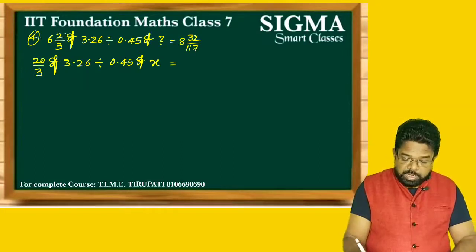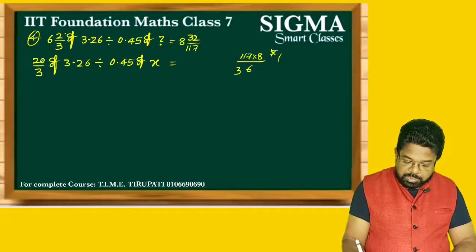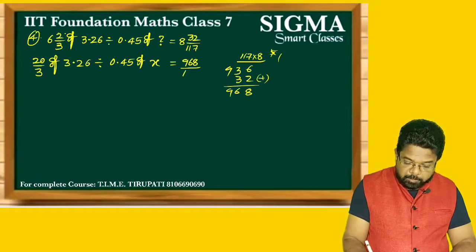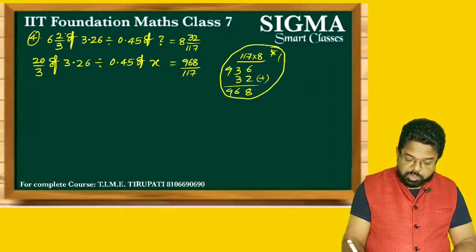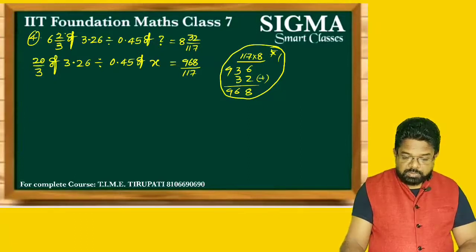Now 8 into 117, 117 into 8 you have to do. 8 7s are 56, 8 5s are 40 plus 5 is 45, 8 9s are 72... The numerator 32 is there, by taking the sum of these two, we get 968. So 968 by 117 is the improper fraction.